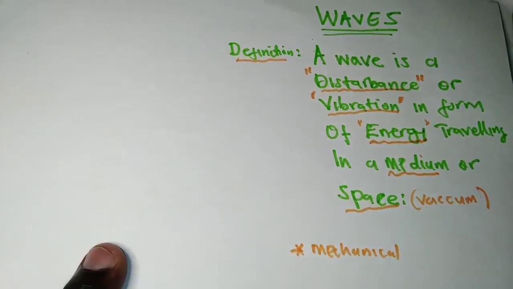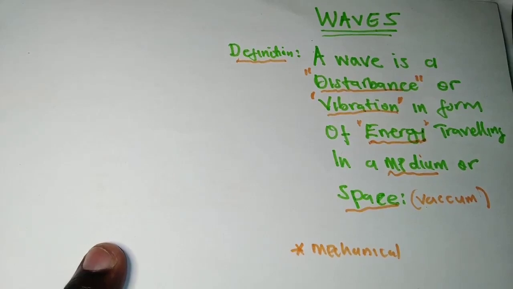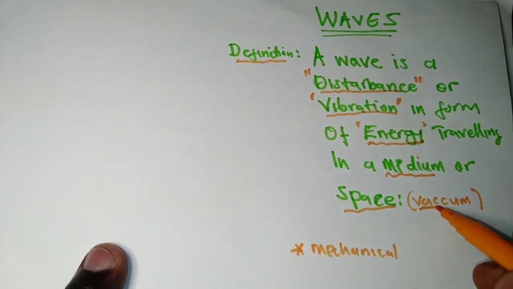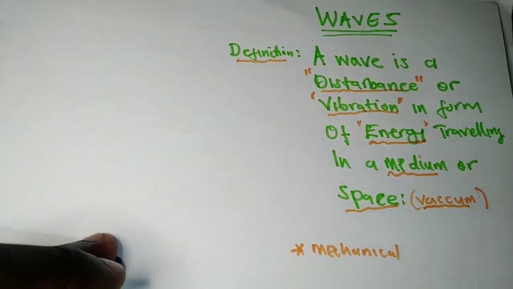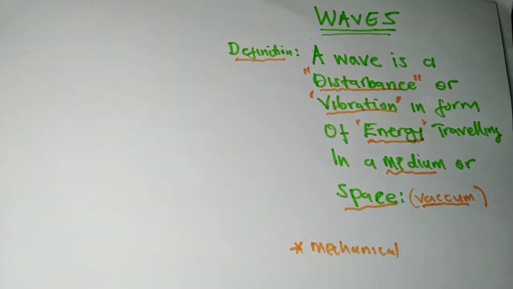We are talking of an empty space here, which you could also refer to as a vacuum. So from the definition, we're saying a wave is a disturbance or a vibration, and we'll get into that in a few minutes, in form of energy. So a wave transmits energy as it's moving. It transmits what? Energy.